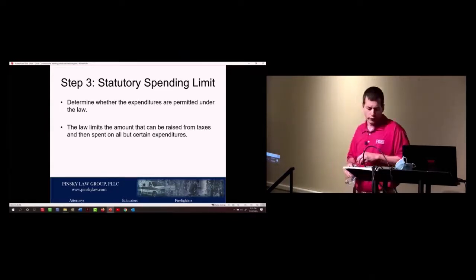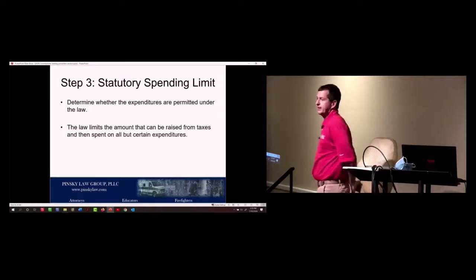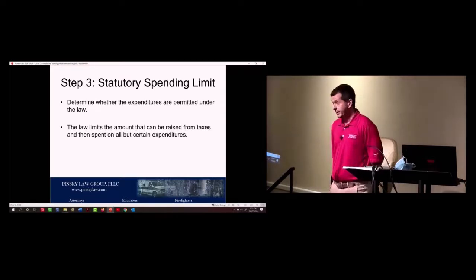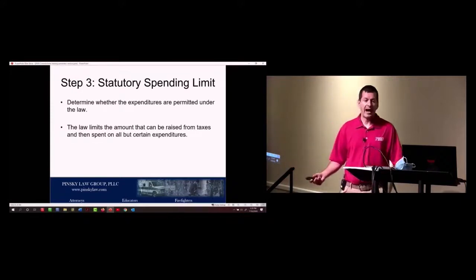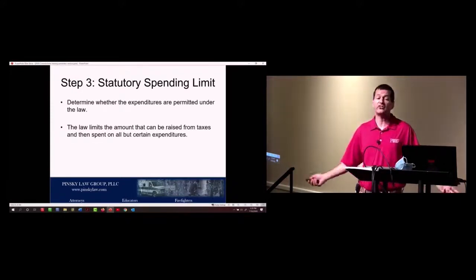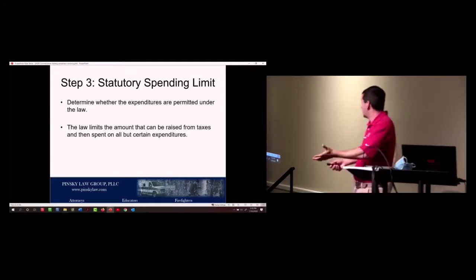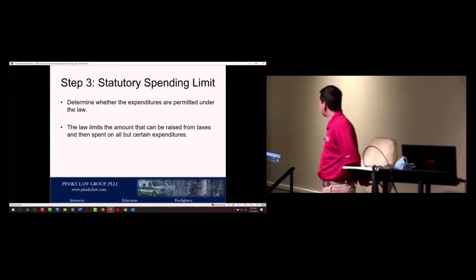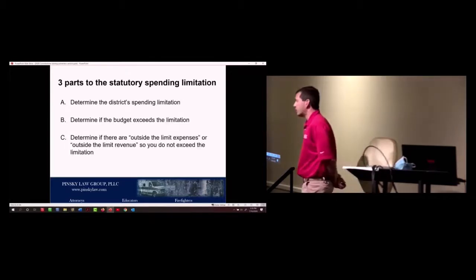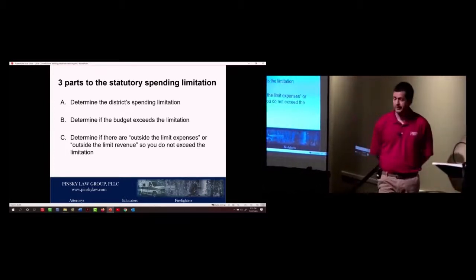So let's go through it. First of all, let's break it down. What is the statutory spending limit? Well, it's a limit on spending set by law. It's in statute. It is a spending limit issued by law. We like to use a lot of words, but they're pretty simple. There are three parts to the statutory spending limit, and this is where it starts getting complicated.